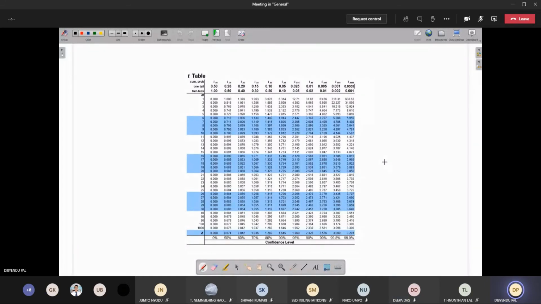So we need to find the t value for alpha by 2 and n minus 1. Our alpha is 5%, that means t will be 5% by 2 and 100 minus 1. 5% is 0.05, by 2 is 0.025, and 99. So 99 degrees of freedom, and this significance will be 0.025. Okay. So basically alpha by 2, whenever it is mentioned, it is talking about one side, one tail.